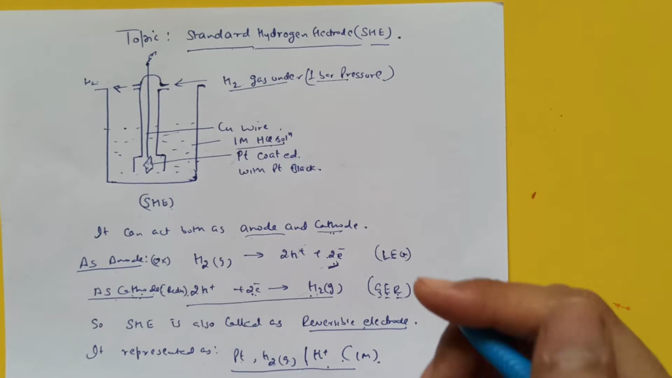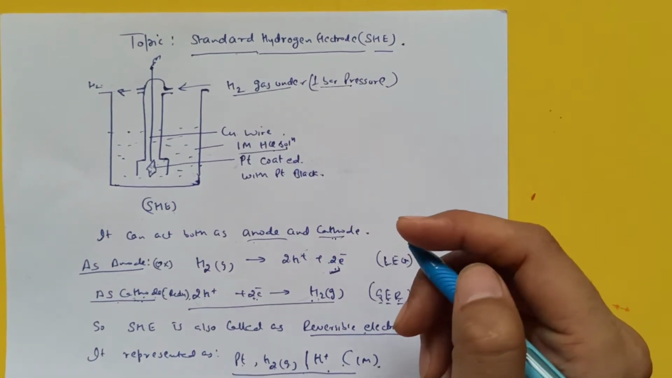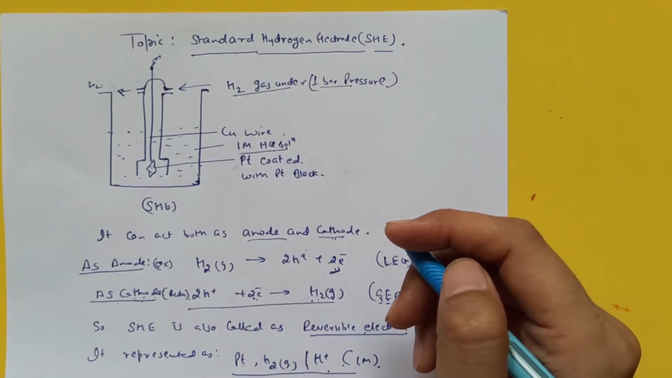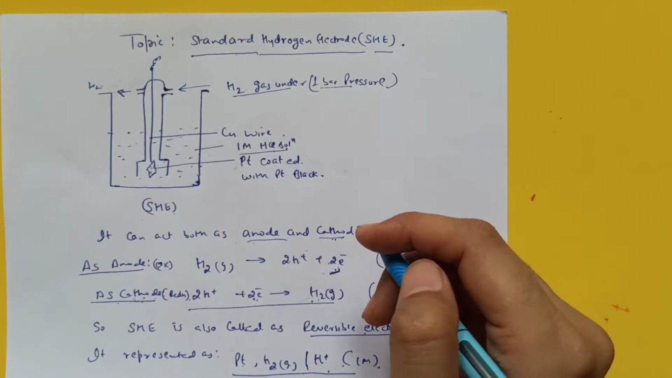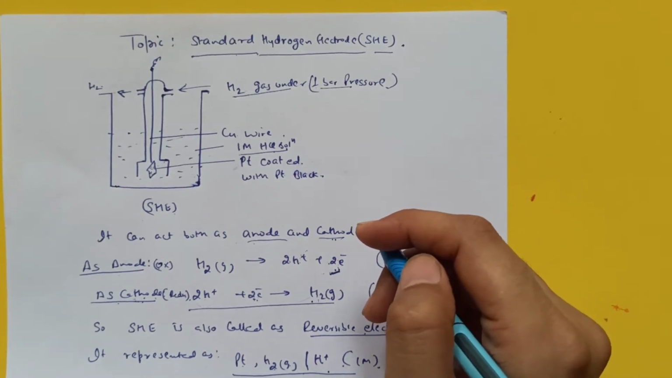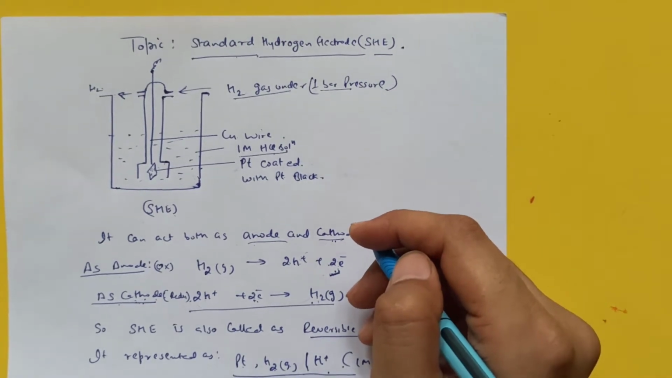In this video I am going to explain standard hydrogen electrode and how it helps to find the E0 value of different metal electrodes in their electrolytes. So first of all, let's discuss the schematic diagram of the SHE.